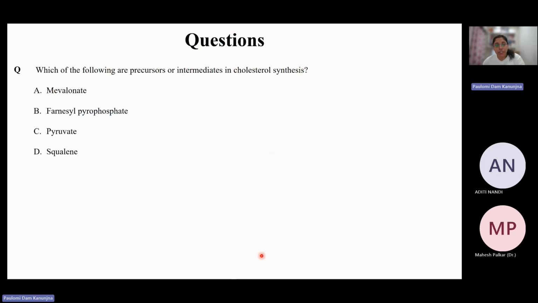So let's come to the first one, which is: which of the following are precursor or intermediate in cholesterol synthesis? A, B, D. Perfect. Because we have already discussed all these steps here. We have looked into mevalonate, we know farnesyl pyrophosphate, we know squalene, we know all of these are basically the precursor of one another, right? And we have not encountered pyruvate even once in this pathway. We have encountered acetyl coenzyme A, but not pyruvate, right?